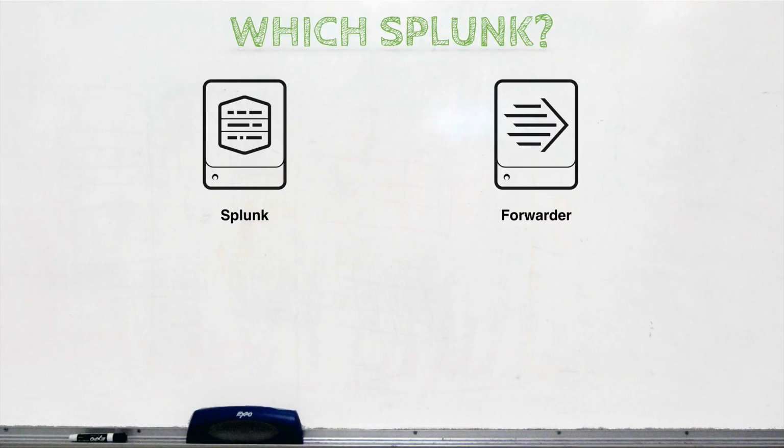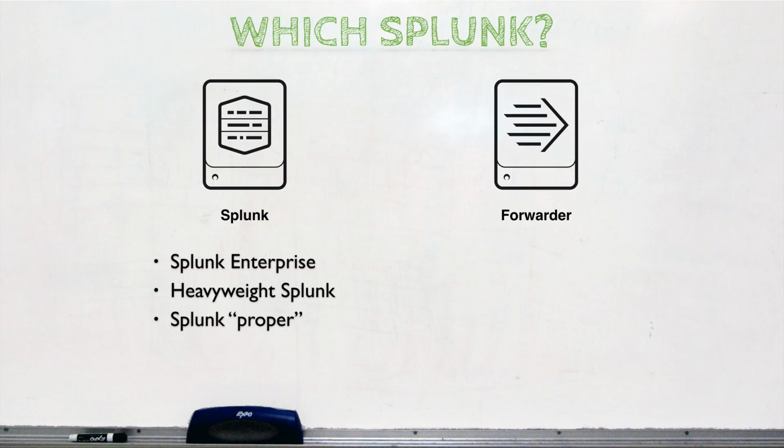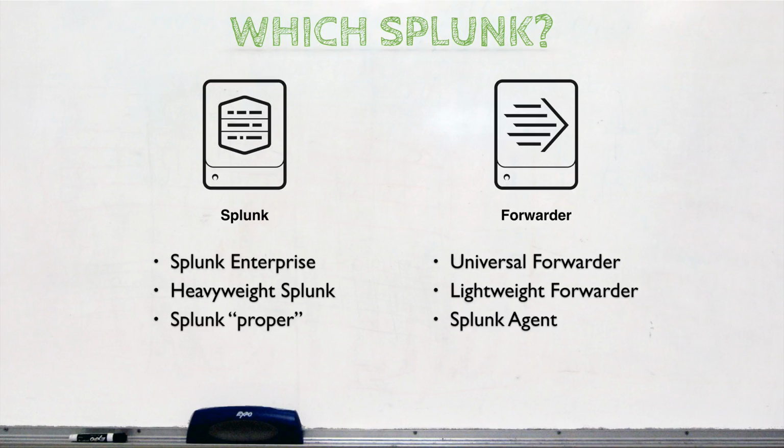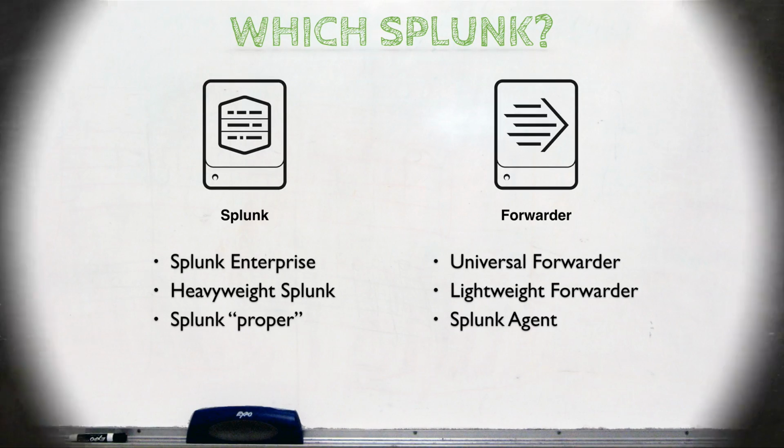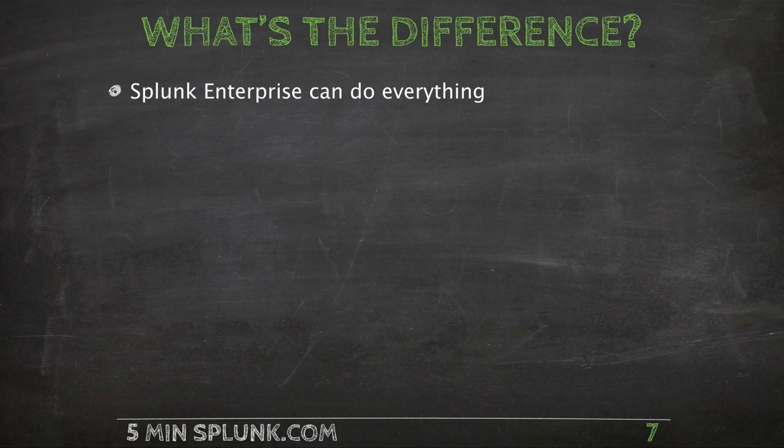We're about to download Splunk from the website, but we're gonna be presented with two options. We can either download Splunk or a forwarder. Well, Splunk is commonly referred to as Splunk Enterprise, heavyweight Splunk, or I like to call it Splunk proper. On the other hand, a forwarder is typically called a universal forwarder, a lightweight forwarder, or a Splunk agent. So what's the difference between the two? Well, basically, full Splunk, Splunk Enterprise, can do everything. You can configure it to be an indexer, you can configure it to be a search head, a license manager, a cluster master, the list goes on and on.